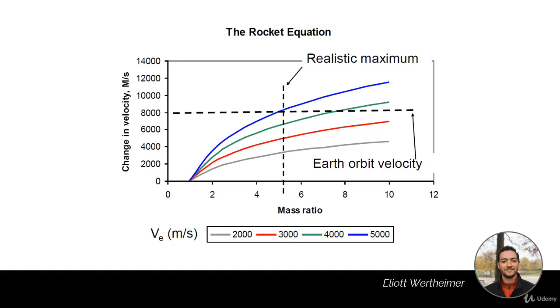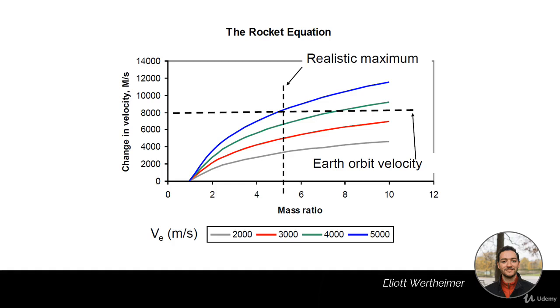The horizontal axis represents the mass ratio of the rocket, which is basically its initial mass divided by its final mass after all the fuel has been burned. The horizontal dotted line, which is fixed at approximately 8000 meters per second, represents the minimum velocity needed to achieve a low Earth orbit. And what this graph shows is that to achieve such an orbit, a mass ratio comprised between 5 and 8 is needed at the exhaust velocities quoted below, which are typical chemical exhaust velocities.